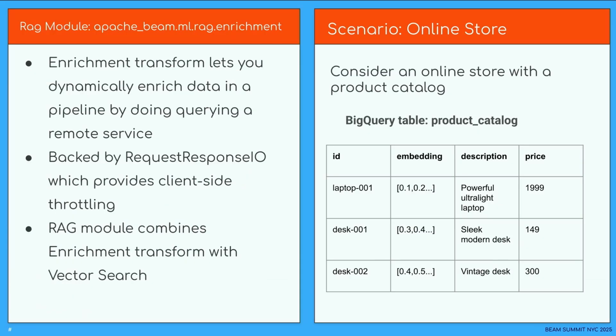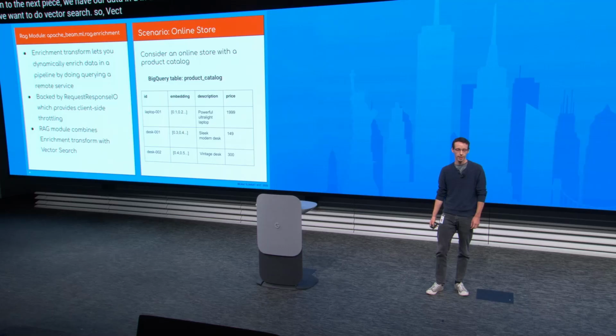Okay, now moving on to the next piece. We have our data in a vector database, but now we want to do vector search. Vector search in Apache Beam makes use of the enrichment transform, which relies in turn on request response IO. This is a transform that looks up data in a remote service, but also gives you unique features like throttling and retries.